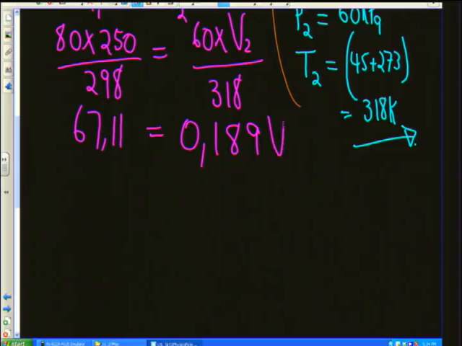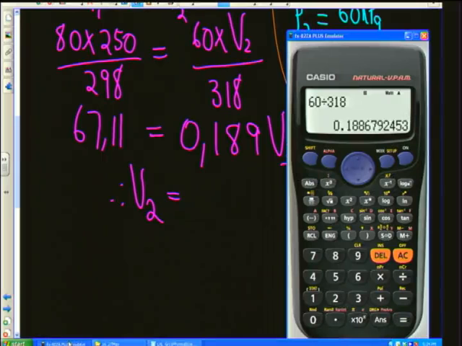What is the quantity I'm looking for? It is V2. Therefore, V2 equals 67,11 divided by 0,189. So let's work it out here.